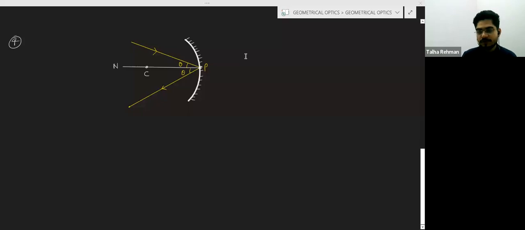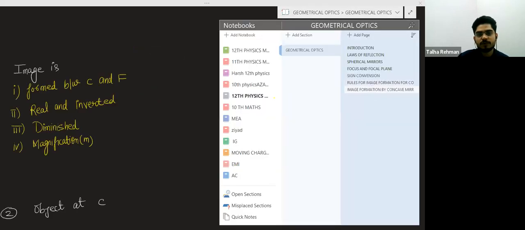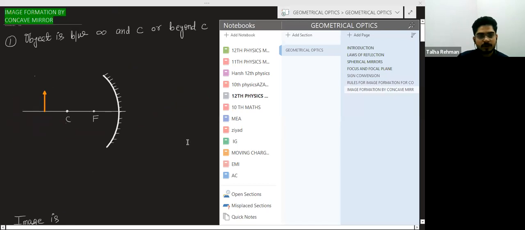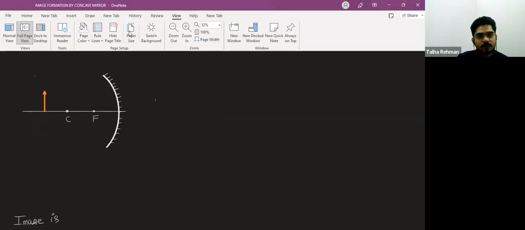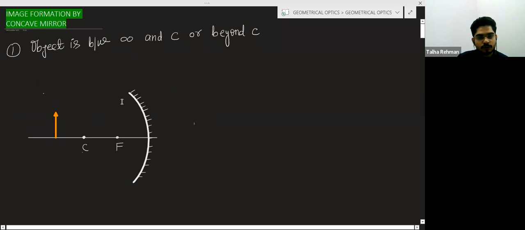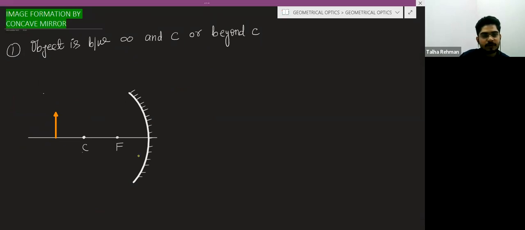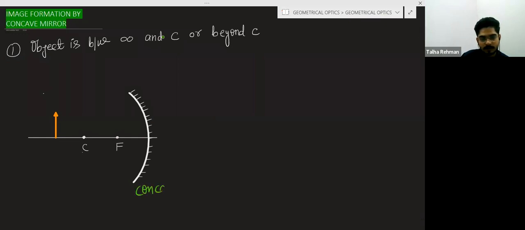Okay, last rule. All these rules will be used for the image formation by the concave mirror. All these rules will be used when we study the concave mirror. Now, image formation by the concave mirror. Okay, so basically, this is a concave mirror. Which mirror is this? Concave mirror.